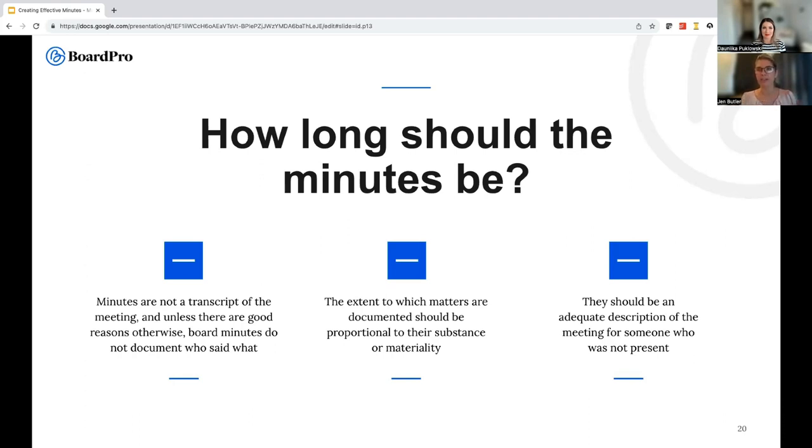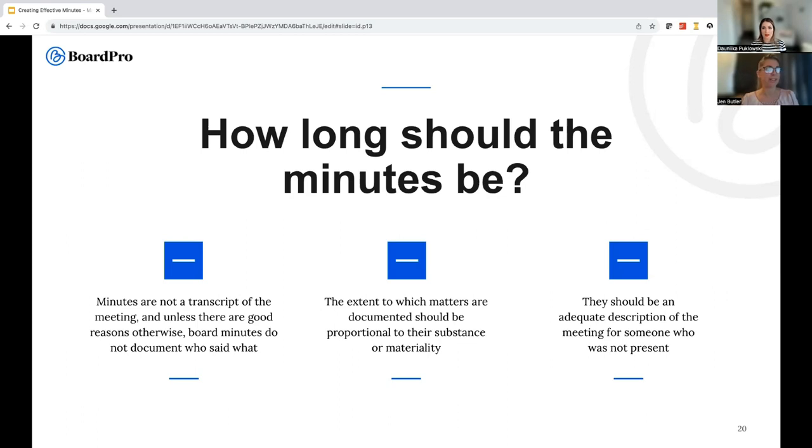So a simple statement: the board received the report. I personally don't like "the report was received as read." I don't like that wording, but that's just my personal preference. And when I look at the minutes, I look through that lens: has enough been said that somebody who wasn't at that meeting can get a good indication of how decisions were made and what information was received by the board to support their ability to make decisions on behalf of the company?